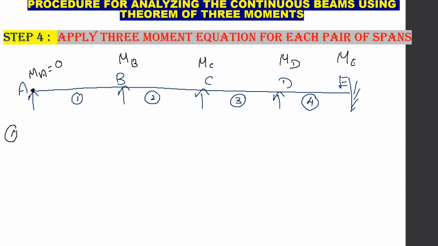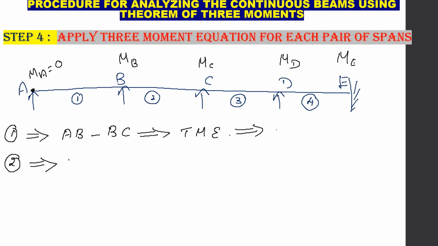The first equation will be obtained by taking the spans AB and BC and applying the three-moment equation. We will get an equation in terms of MA, MB, L1, L2, I1, I2, etc. Now, for the second equation, we will consider the spans BC and CD and apply the three-moment equation.